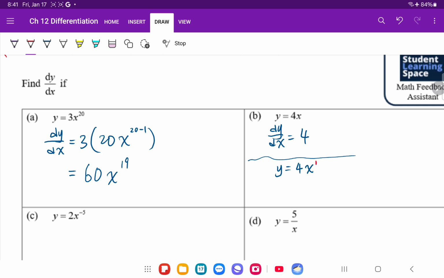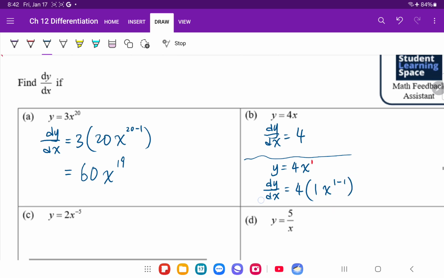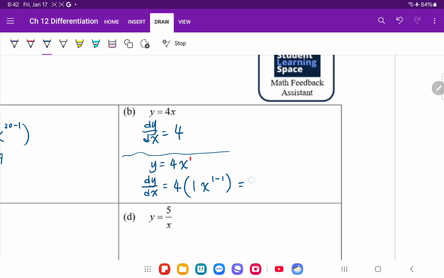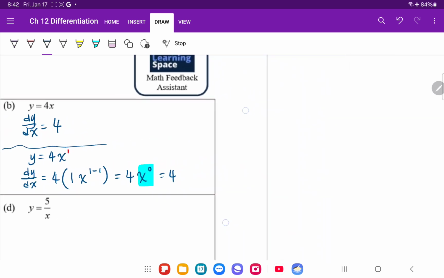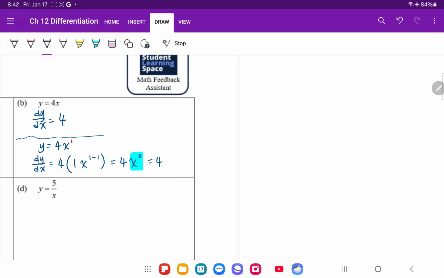Let's see the working. Originally, 4x actually means 4x to the power of 1. The 1 is invisible. If I do dy/dx using the constant multiple rule, it says that 4 bracket 1 comes down, x remains there, power 1 minus 1. Now if we simplify, this becomes 4 times 1, which is 4, x power 0. Now x power 0 is just 1. So what is 1 times 4? It is just 4.